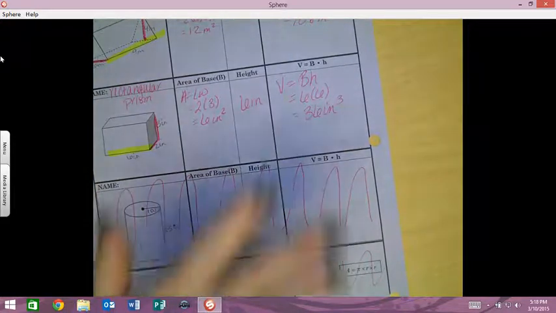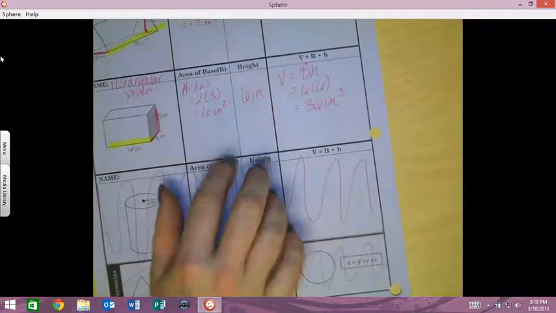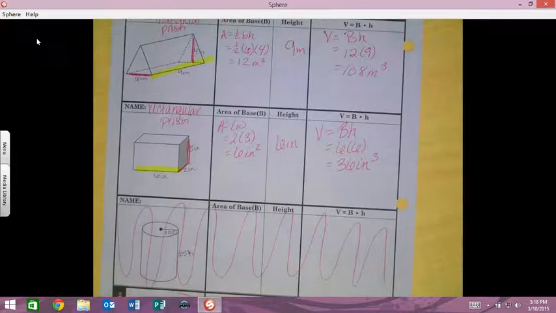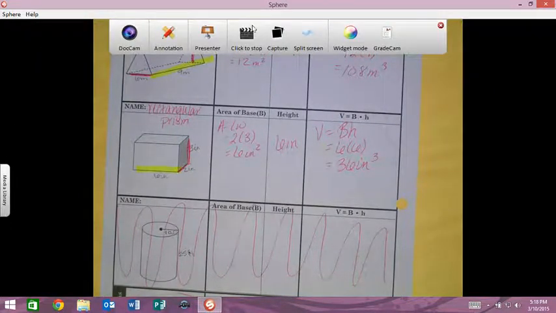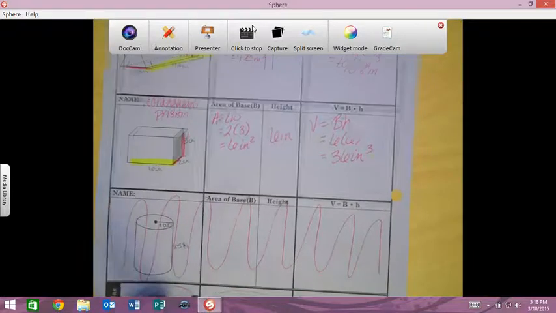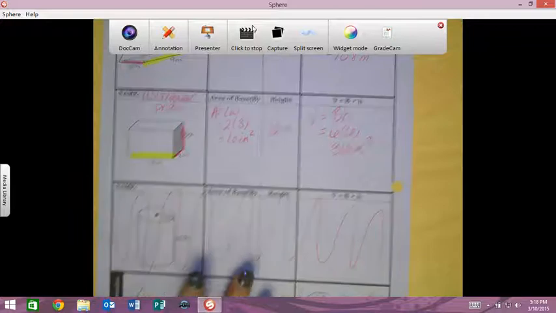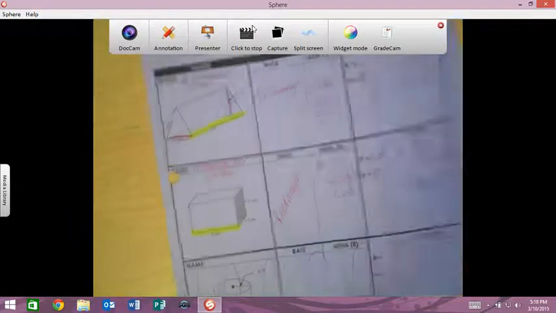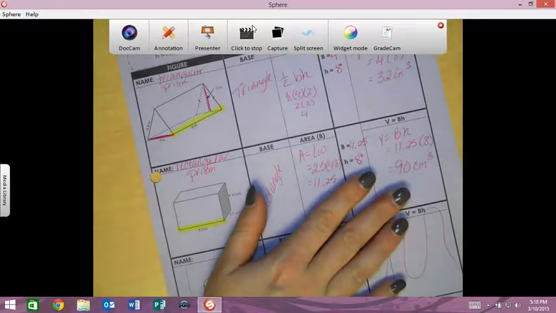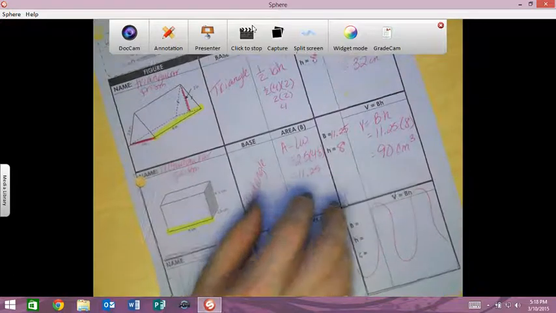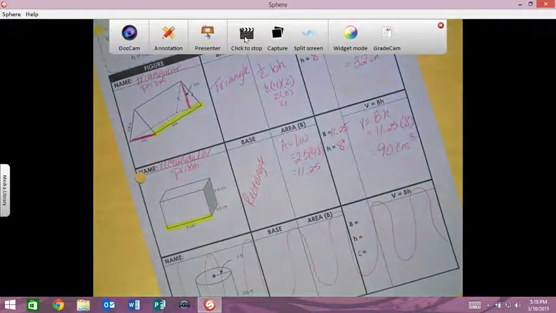So hopefully this is a good refresher for you. You've done volume before, so hopefully you remember some of this stuff and it wasn't too crazy for you. So please let me know if you have any questions or you need any help. You can always request a workshop, and we will be doing multiple exit tickets over volume, so you will get the chance to do it. So use these notes in order to help you throughout the rest of this unit. And again, please let me know if you have any questions. Good luck.